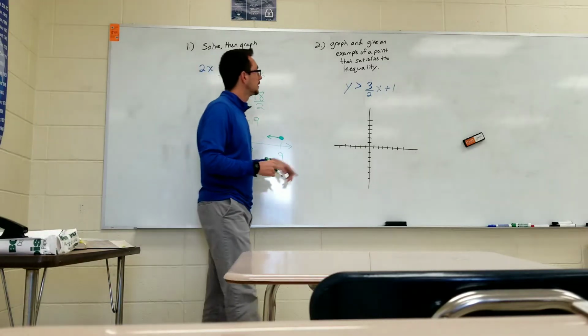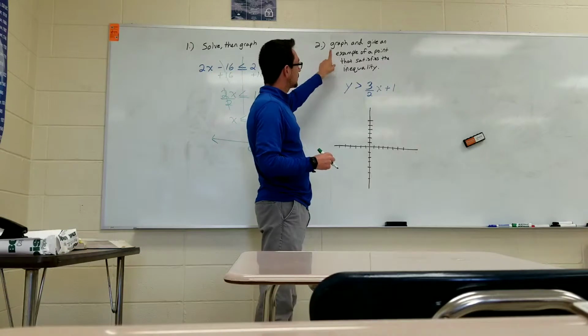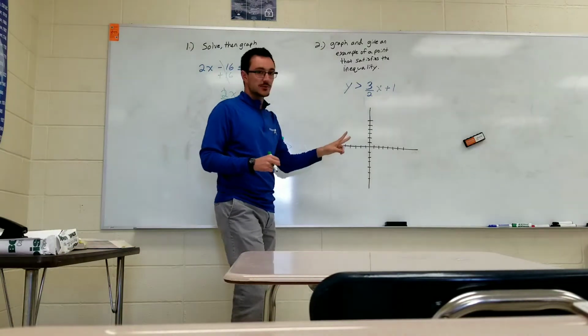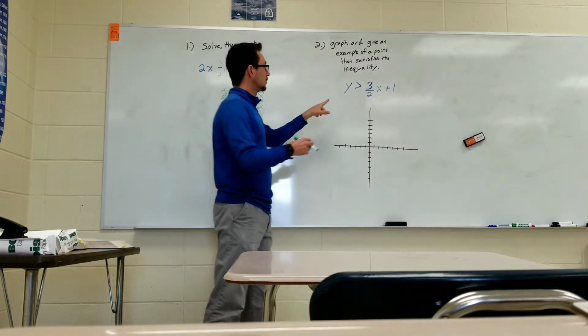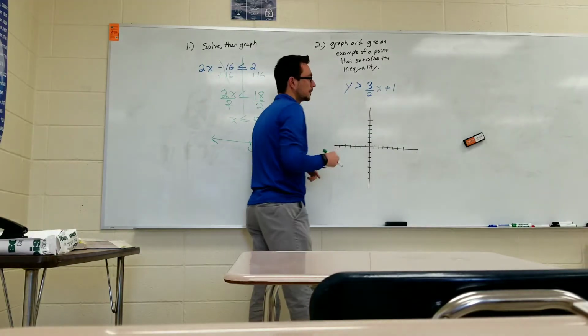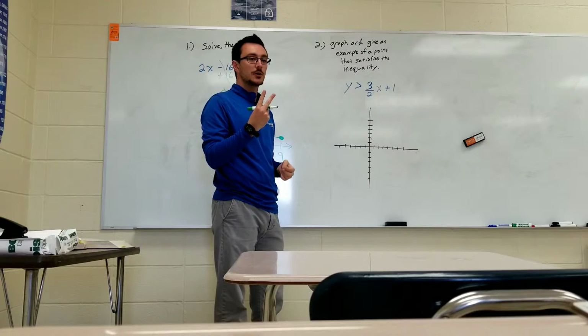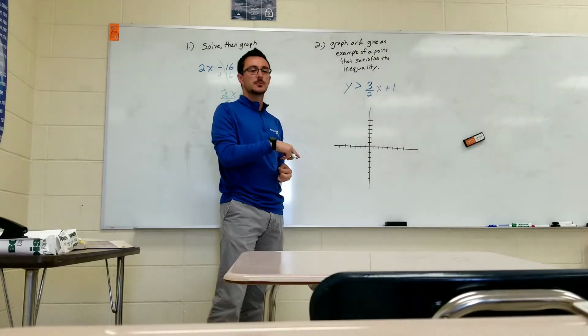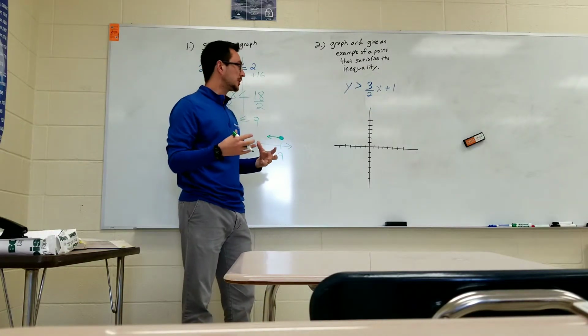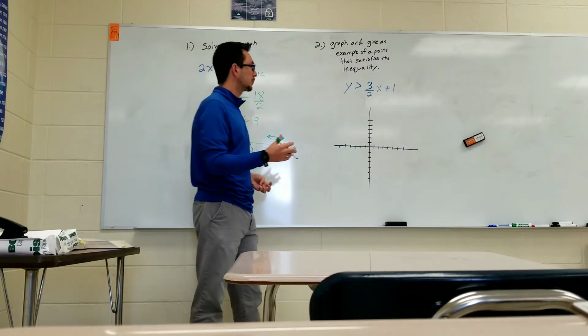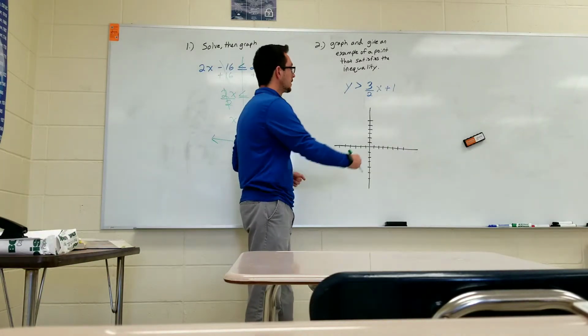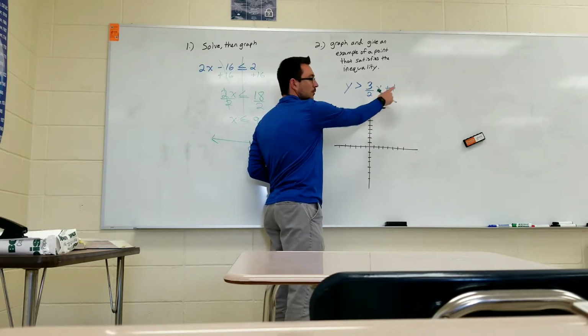Come over here. For my second one, graph, and give an example of a point that satisfies the inequality. So I'm going to have a full coordinate here at the end. If you notice, I have two variables here. So graphing in two variables is closer to slope-intercept form. We're going to be on a coordinate plane this time. We're going to graph just like it is slope-intercept form, or y equals mx plus b. So this is our starting point, our y-intercept.